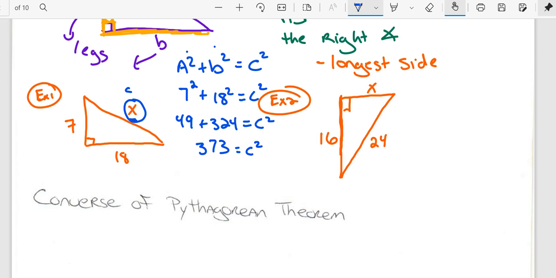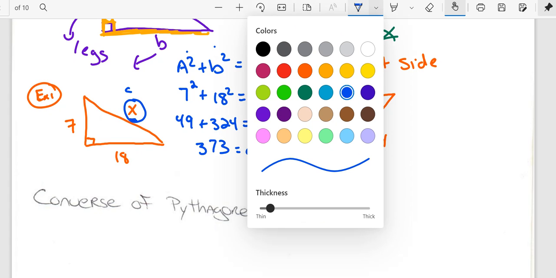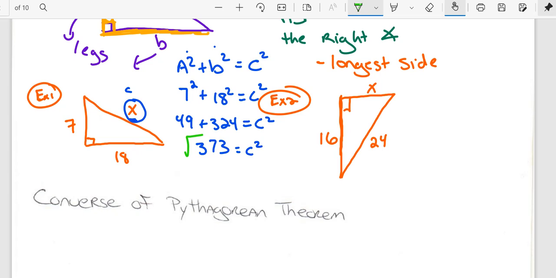So now again, I don't want C squared, I want C. So I need to take the square root. The opposite of squaring something is to take the square root. So I square root both sides. I end up having to do the square root of 373, and my answer is going to end up being 19.3.